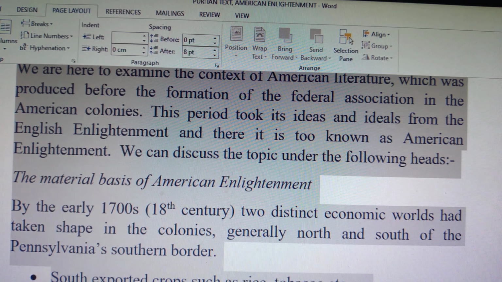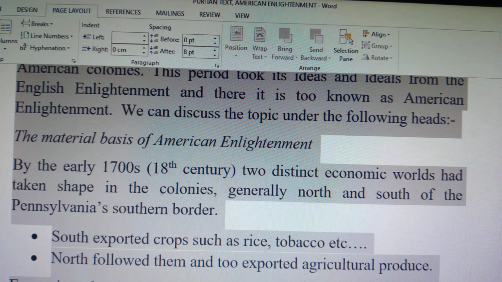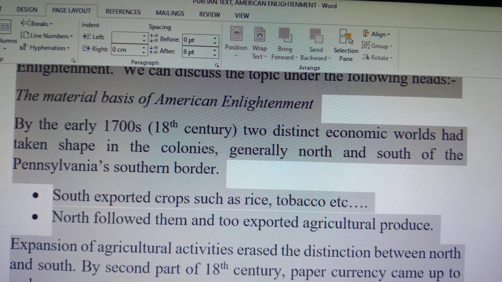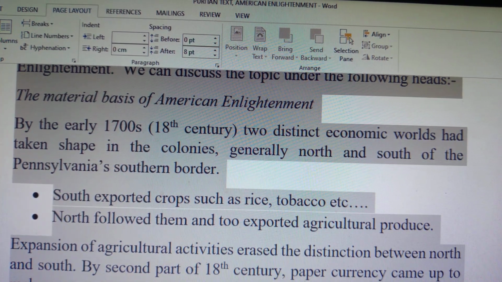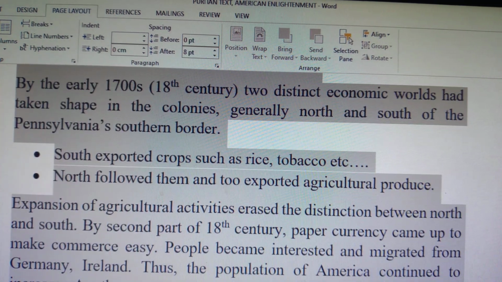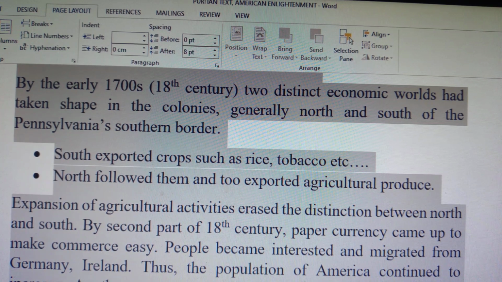Now we can discuss this topic under some of the headings. The material basis of American Enlightenment. By the early 1700s, that is around the 18th century, two distinct economic worlds had taken shape in the colonies, generally north and south of Pennsylvania's southern border. So that means there was a division between two colonies. I have already told that some people came from the north side and settled, some people came from the south side and settled. So automatically there will be two groups.